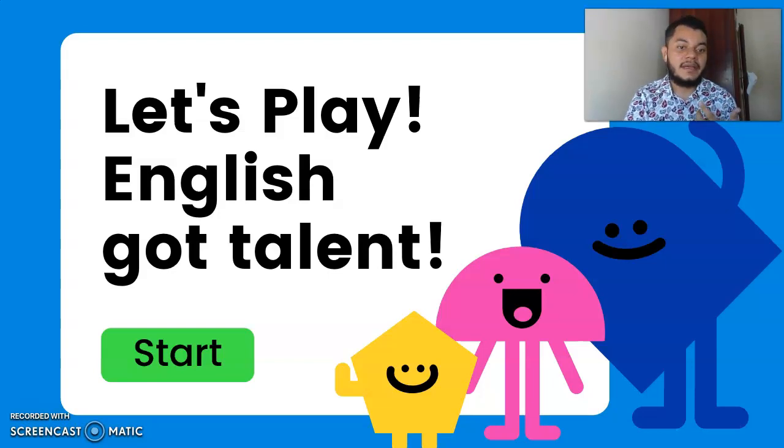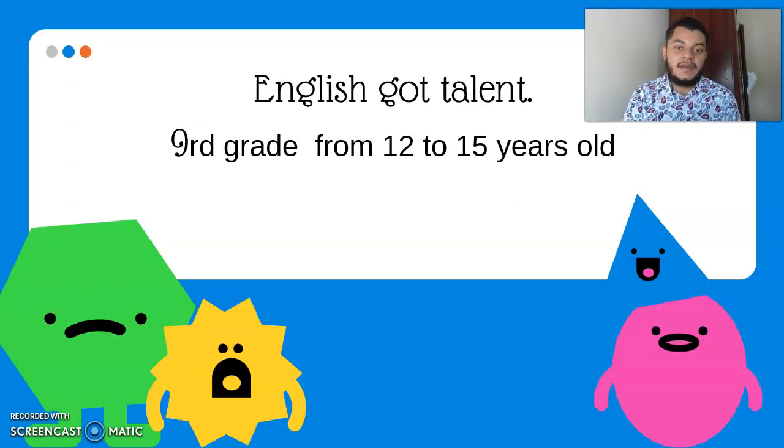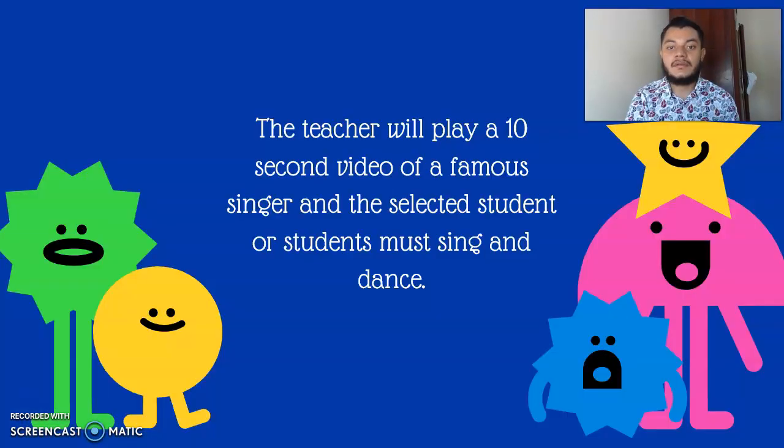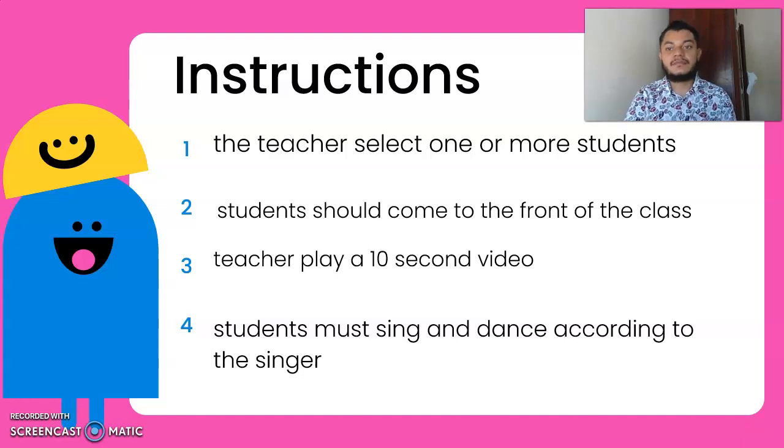The next is "Let's Play English Got Talent." English Got Talent is for ninth grade, from 12 to 15 years old. The teacher will play a 10-second video of a famous actor or actress, or it could be a song or a singer, and select students, one or more, and they must sing or dance according to the video.